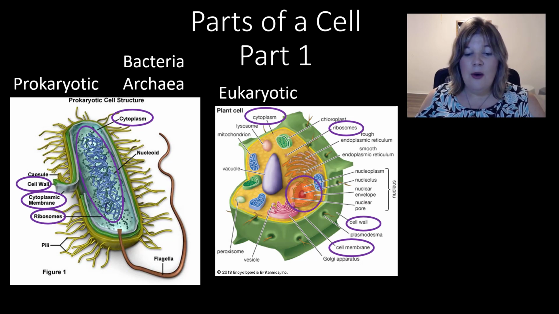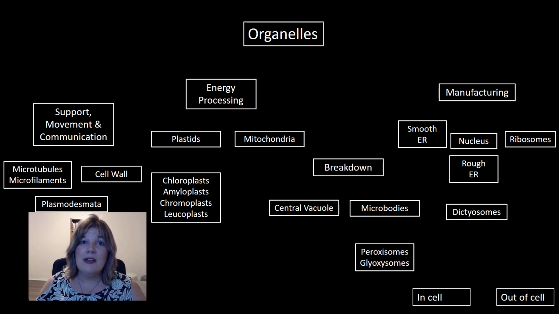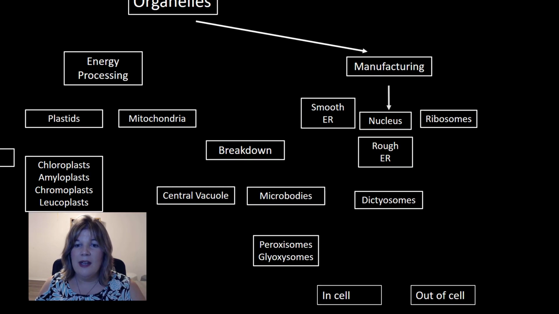Eukaryotic cells have many organelles that allow them to be more diverse and complex. In this concept map of the plant cell's organelles, I group them into four broad categories of function. First, the cell manufactures substances. We have the nucleus, which is the control center. In other words, it has the information, the blueprints, and it's gene controlled. It's telling other parts of the cell what to do.